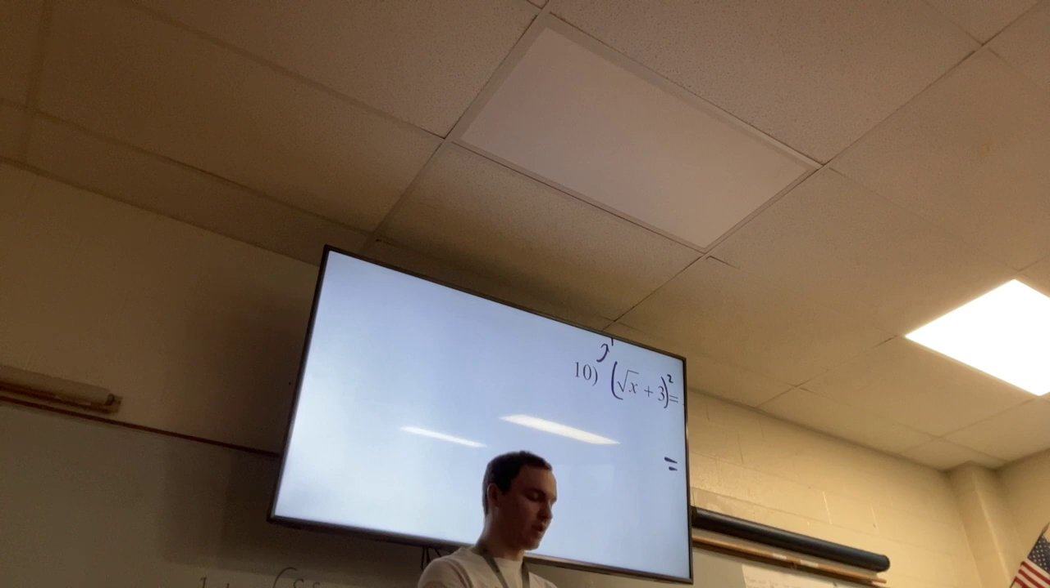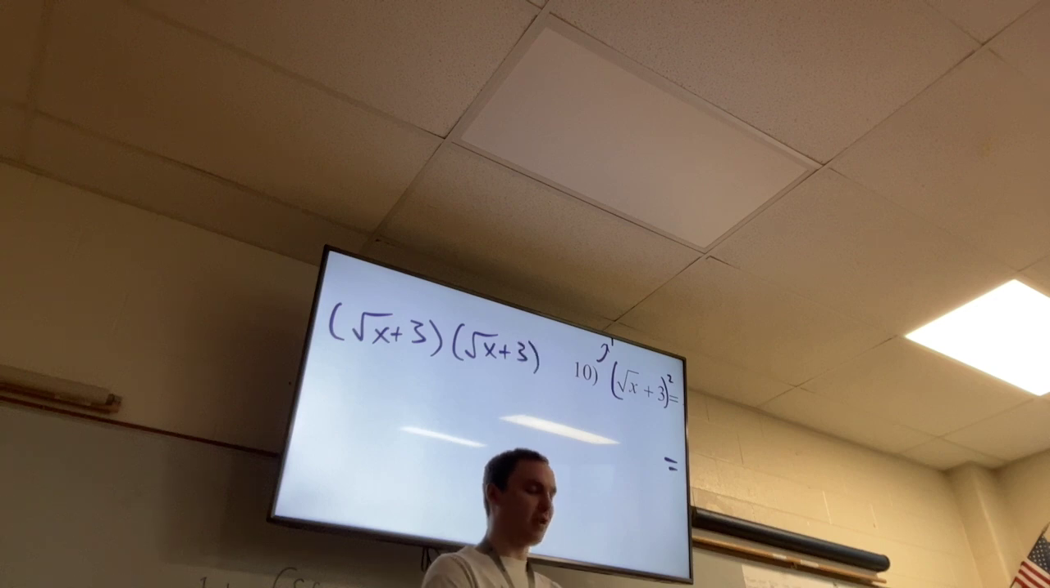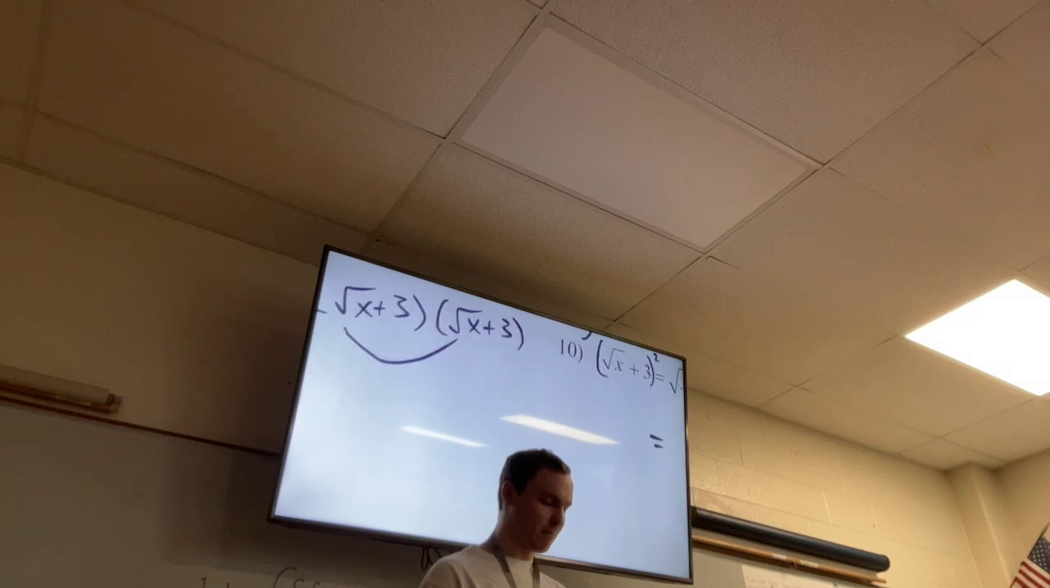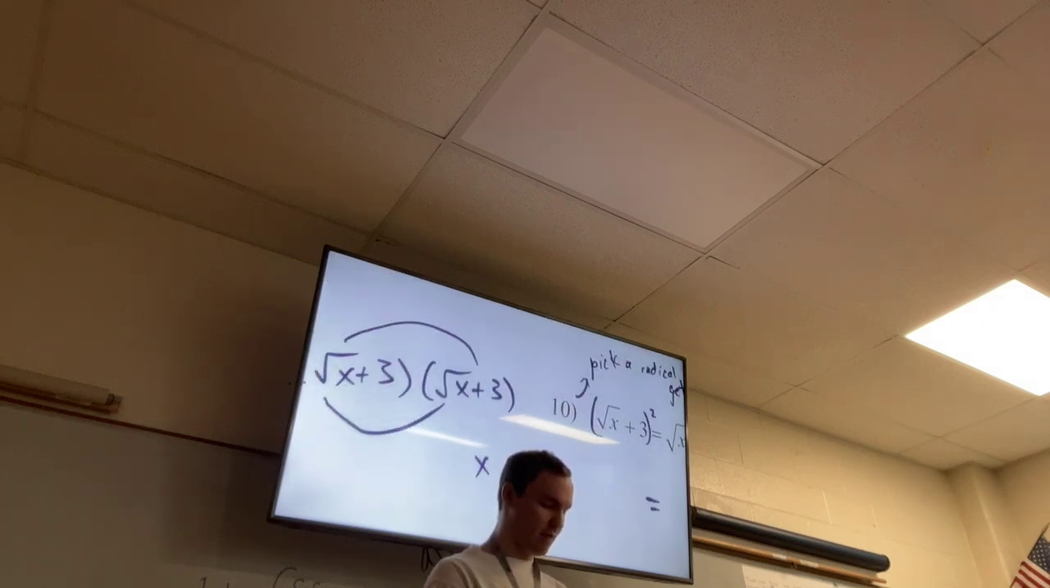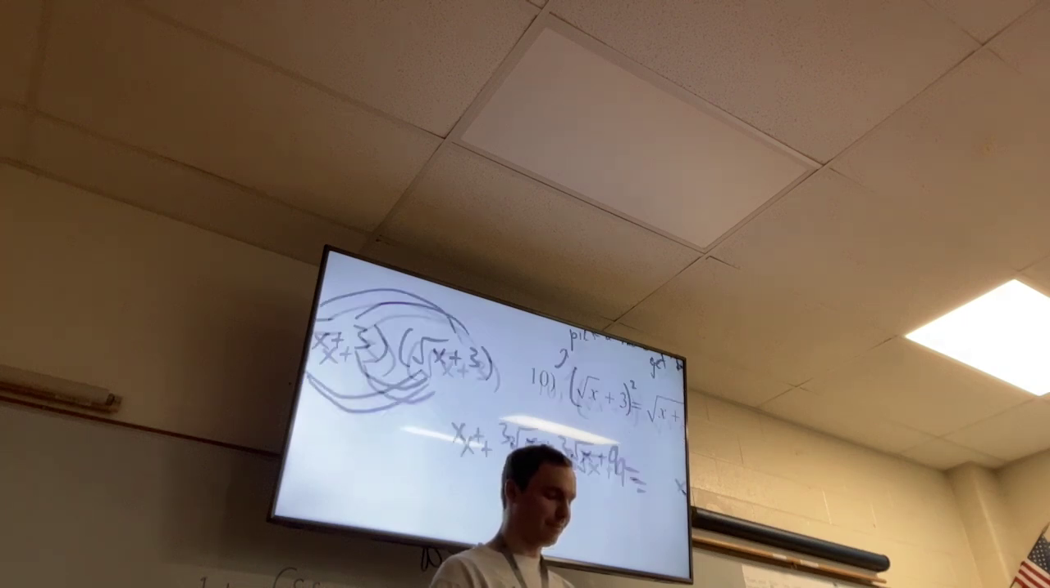You can always just write it out: root x plus 3 times root x plus 3. Let's FOIL that, okay? What does the product of the first two terms give me? x. Outer is what? Root x times 3, plus 3 root x. Inner is going to be plus 3 root x. And last is going to be plus 9, okay?